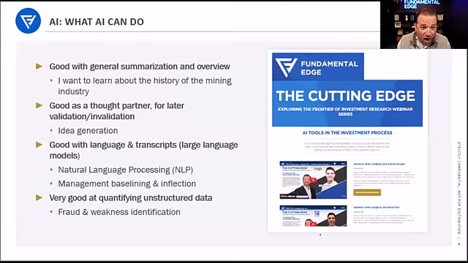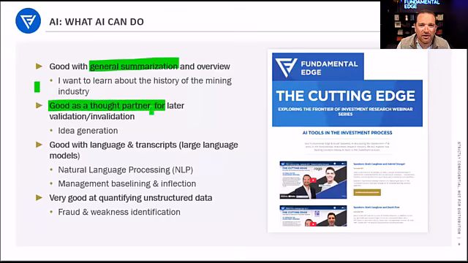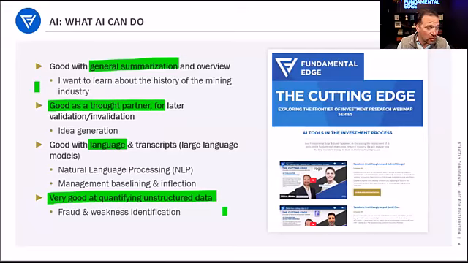We've been digging in a lot on LLMs, both in our own research process and as part of the cutting edge webinar series. And there's obviously a lot that LLMs are great at doing. They're great at general summarization, great as a thought partner, really good with language. It's in the name, LLM, and very good at quantifying unstructured data. One of the really interesting use cases we found is identifying fraud and weakness in a systematic way. I've heard of investors using these tools to identify interesting molecules moving through the 3 phases of FDA approval. So there's a number of really interesting use cases emerging.